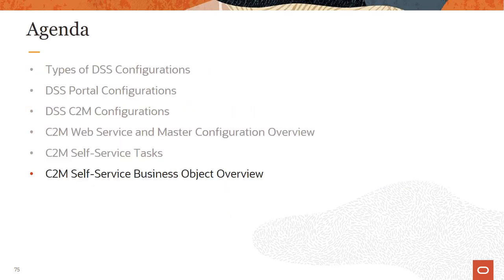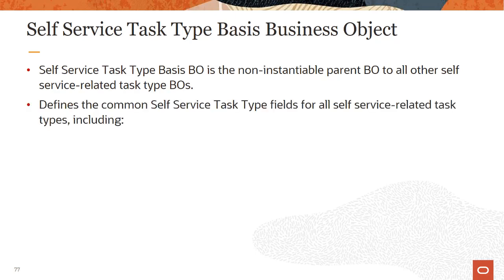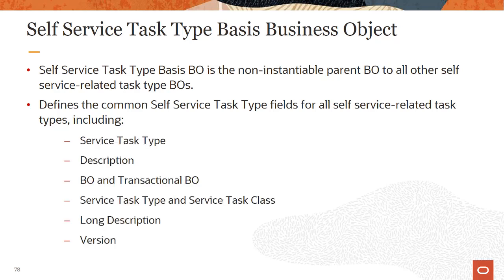Finally, let's discuss the customer-to-meter self-service business object. Self-service task type basis business object is the non-instantiable parent business object to all other self-service related task type business objects. The self-service task type basis business object defines the common self-service task type fields for all self-service related task types, including the service task type, description, business object and transactional business object, service task type and service task class, long description, and version.